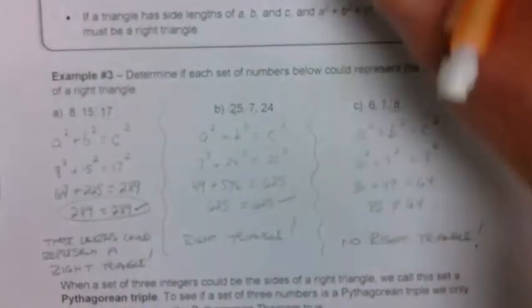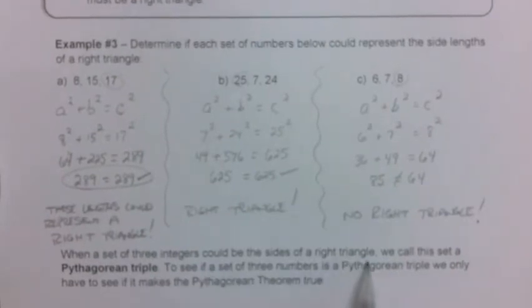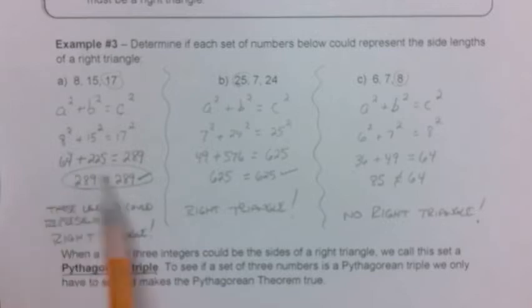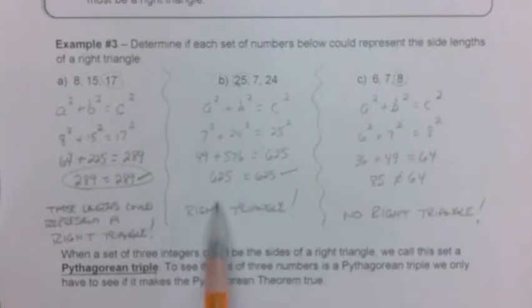Now, underneath, we're told that when a set of three integers could represent the side lengths of a right triangle, we call this set a Pythagorean triple. To see if a set of three numbers is a Pythagorean triple, we only have to see if it makes the Pythagorean theorem true. Okay, looking at what we had up above, 8, 15, 17 is a Pythagorean triple because they made the Pythagorean theorem true. Also, 7, 24, 25 is a Pythagorean triple because they made the Pythagorean theorem true. But 6, 7, and 8 is not a Pythagorean triple because, as we saw before, this was not a true statement when we tried to use the Pythagorean theorem.